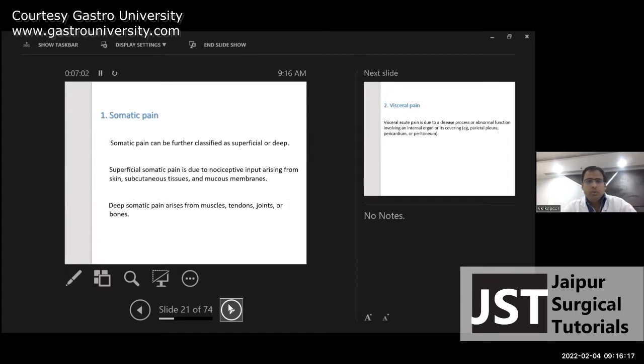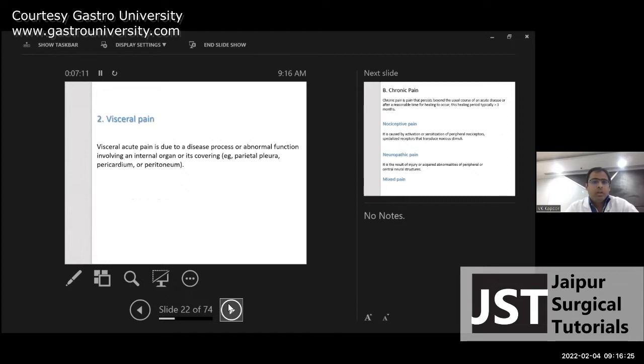Acute pain is of two types, somatic. Somatic is superficial and deep somatic. Superficial somatic, subcutaneous tissue; deep somatic, muscle, tendons, joints. There is also visceral pain. Visceral pain is due to a disease process or abnormal function involving an internal organ or its covering, like pericardium, peritoneum.